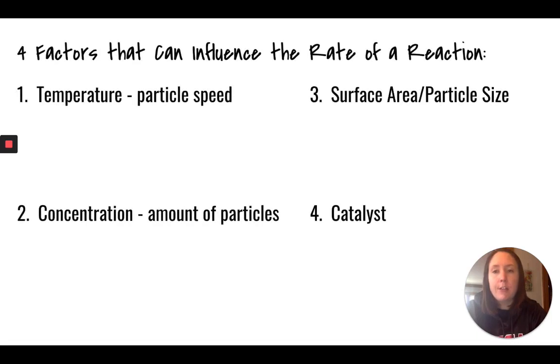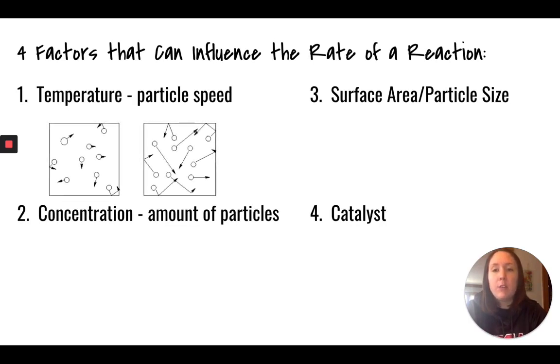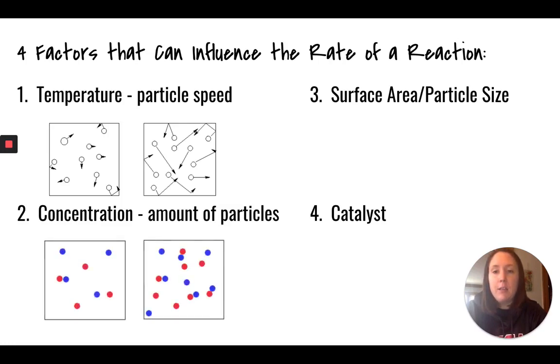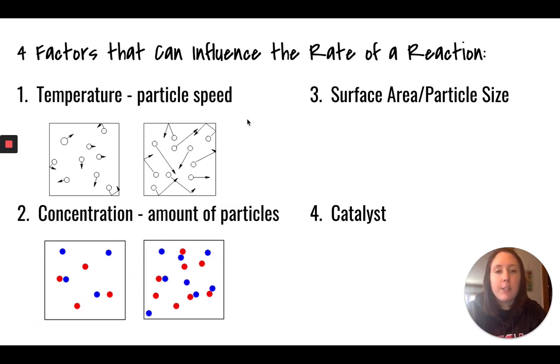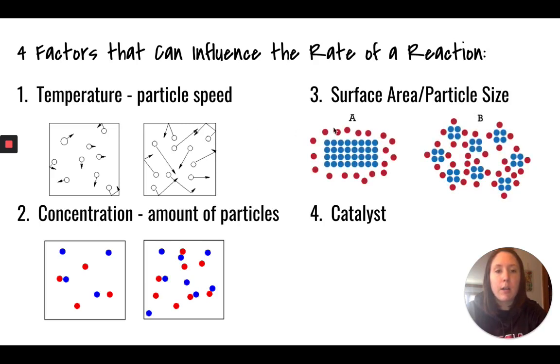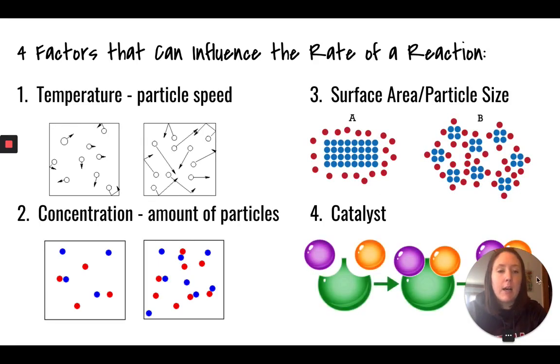So here are the four factors that we're going to look at. The first one is temperature, or particle speed. So looking at how the speed of particles affects the rate of a reaction. The second is concentration, or the amount of particles. How does adding more particles affect the rate of a reaction? Third, surface area. So how many particles are exposed on the surface? And fourth, catalyst. A catalyst is a substance that simply speeds up a reaction. So we will be exploring how it does that. So let's look at each of these factors in more detail.